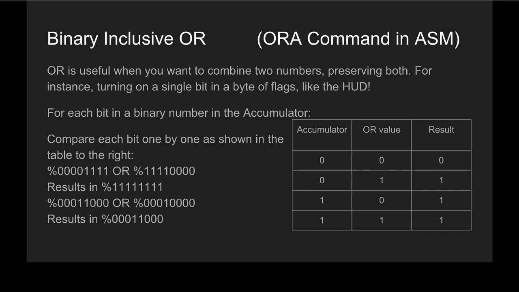Next is the binary inclusive OR. OR is useful when you want to combine two numbers, preserving both. For instance, you've already used this if you've made your own custom HUD variables. You use ORA to turn on the individual bit that you want to check. Because if both numbers you're checking are 0, the result is 0. If either of the numbers is a 1, you get a 1. If both are a 1, you get a 1.